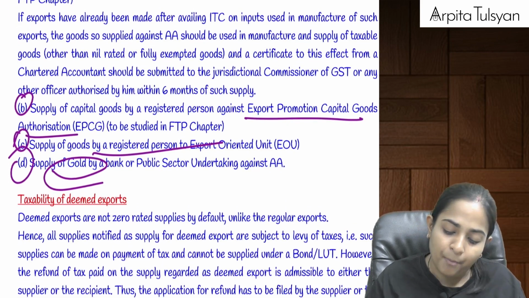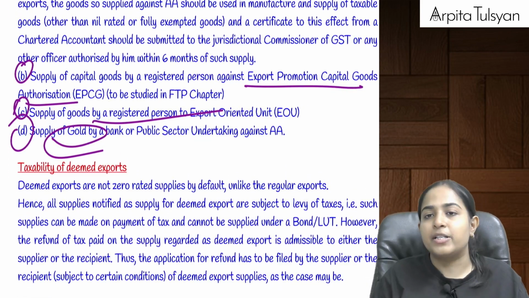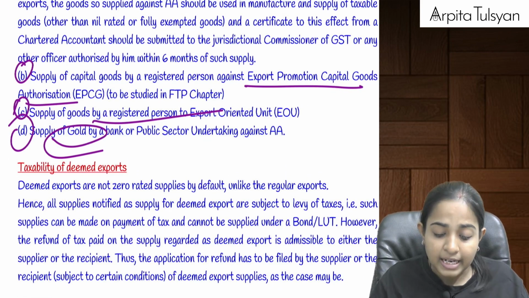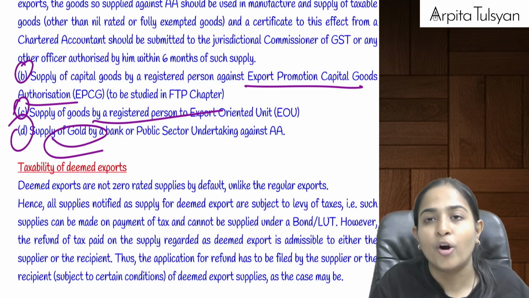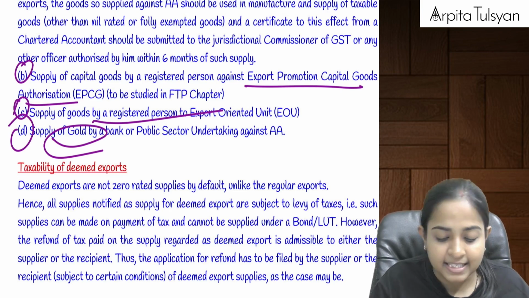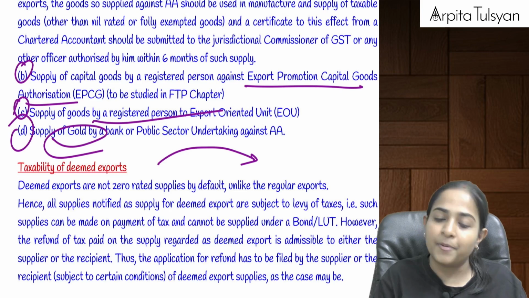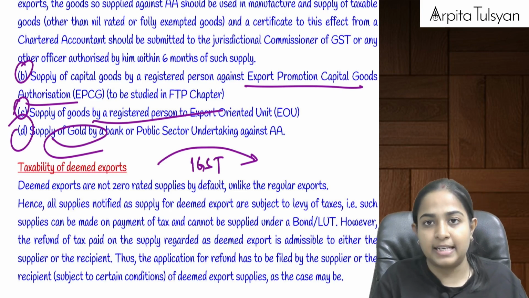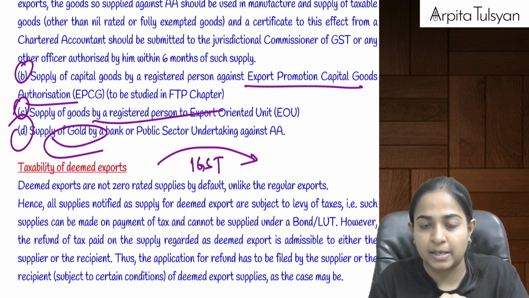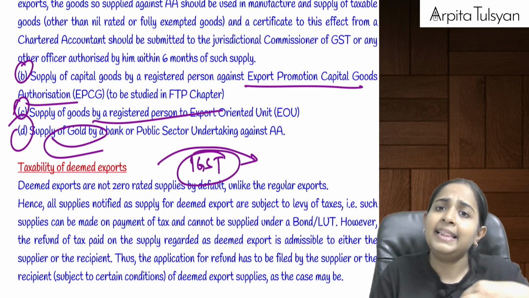But one important thing here is deemed exports cannot be done under bond or LUT. Whenever you are doing the supply to the other person, please pay the IGST, because it is deemed export, it will be interstate supply, so please pay the IGST and then take the refund.